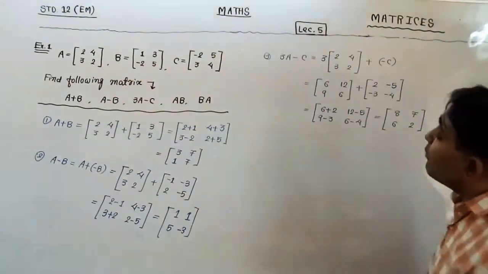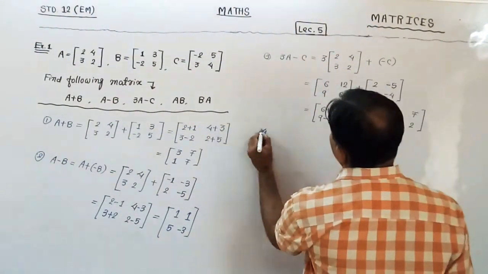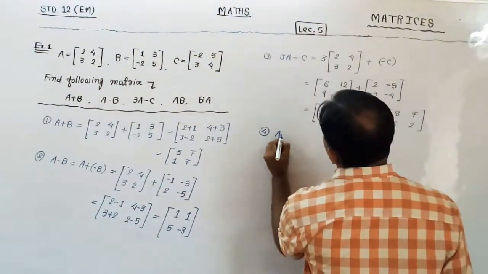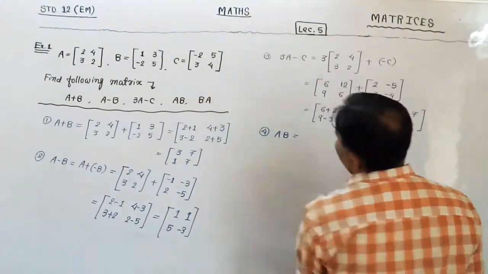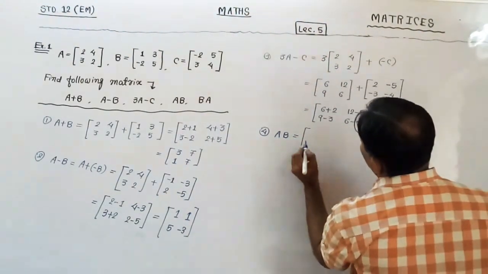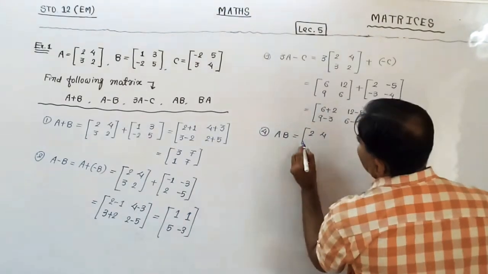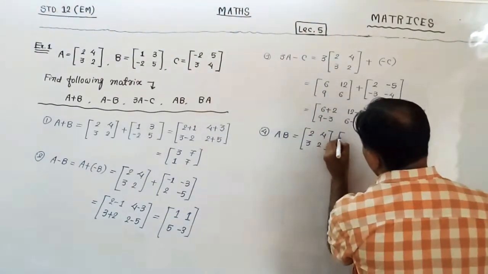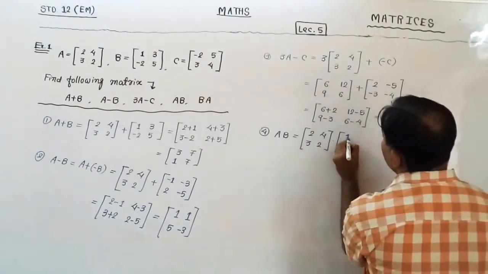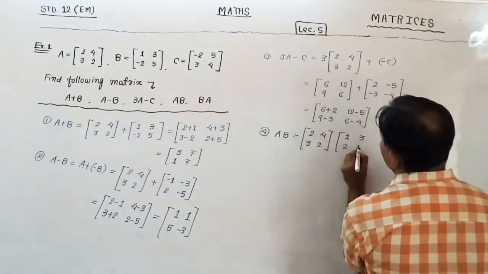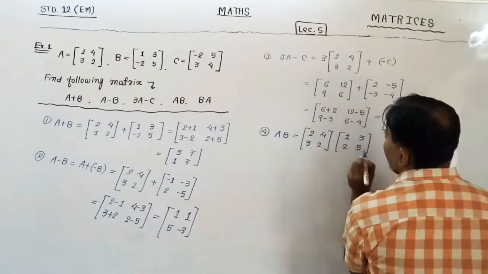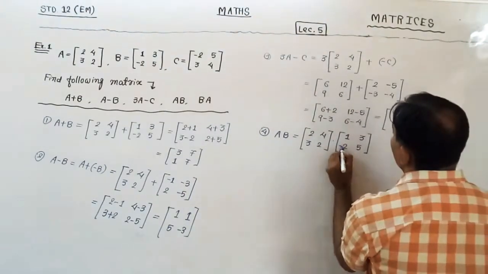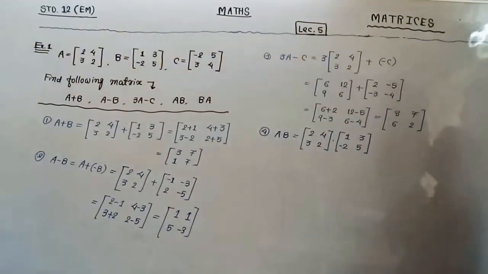Now third thing is multiplication. Let us see A into B. A into B means 2 4 3 2 into matrix B means 1 3 and minus 2 5.